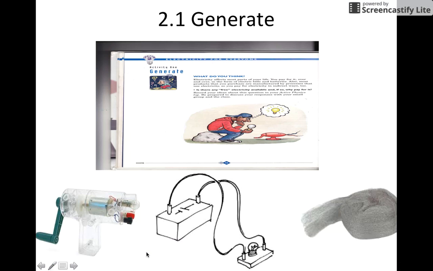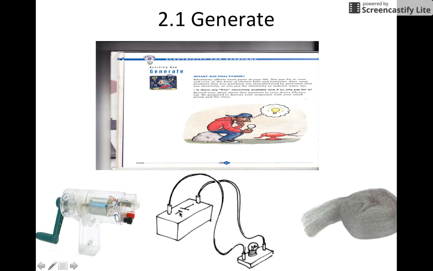So let's take a look at 2.1, Generate. It's called Generate because they'll be using a hand generator to make a complete circuit. That's what they have to come up with. How can they make the light bulb? Some students remember this from middle school and are very quick at it. Others are not. So you'll definitely get some collaboration of students playing off one another, helping each other. It's a real nice way to open it.